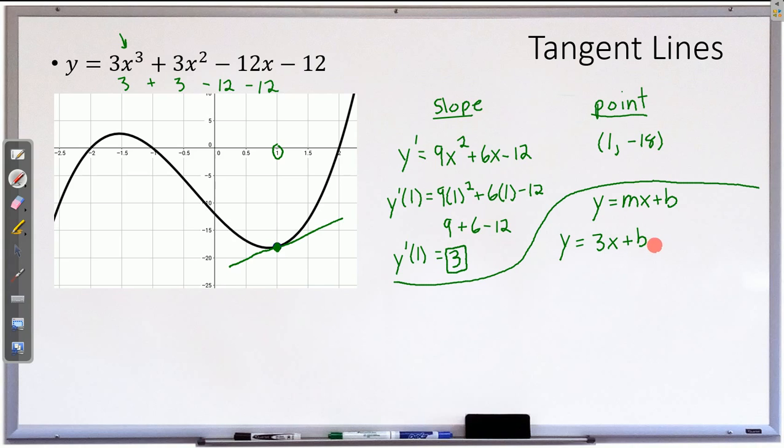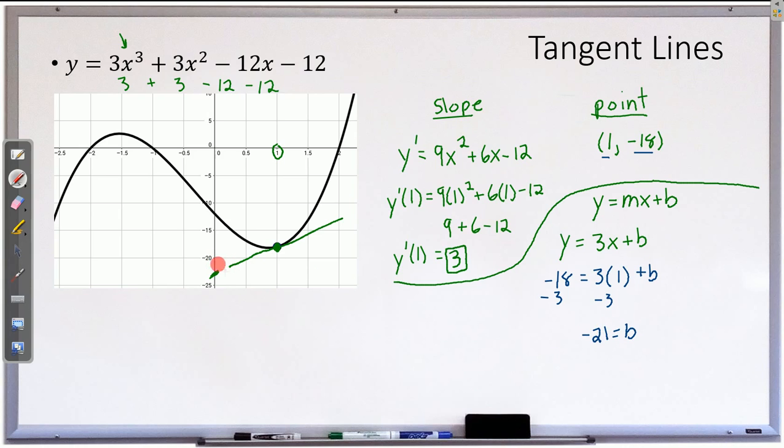Now b is our y-intercept. We do not know our y-intercept. As you can see, it's going to be somewhere over here, but we don't actually know what it is yet. And so to solve for that, what we're going to do is plug in 1 for x and negative 18 for y, and that will allow us to solve for b. So we subtract 3 from both sides. b is equal to negative 21.